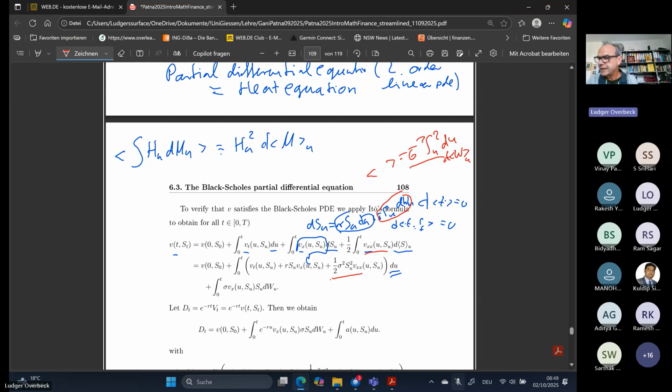Okay, this was Vt. Now we have to apply the Ito product formula. What is the product formula? If we know the equation for Vt, and then we multiply it by e to the minus rt, we get an equation for dt. Now the product formula. Have you heard about the product formula in Ito calculus?